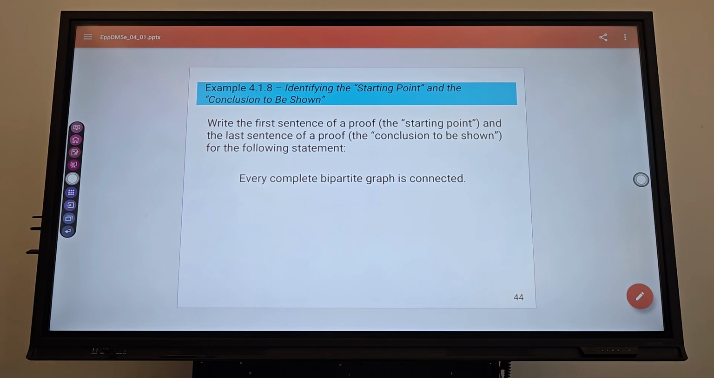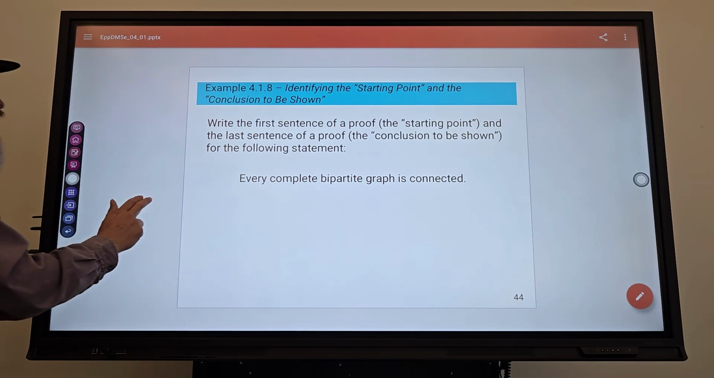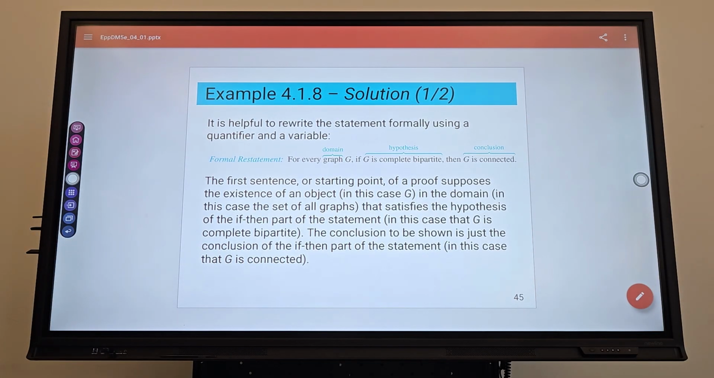Write the first sentence of a proof and the last sentence of a proof for the following statement. Every complete bipartite graph is connected. It is helpful to rewrite the statement formally using a quantifier and a variable. For every graph G, if G is complete bipartite, then G is connected. You got the domain, the hypothesis, and a conclusion.